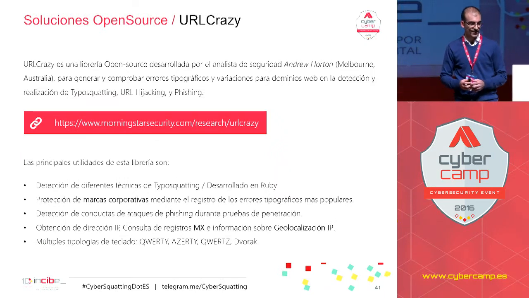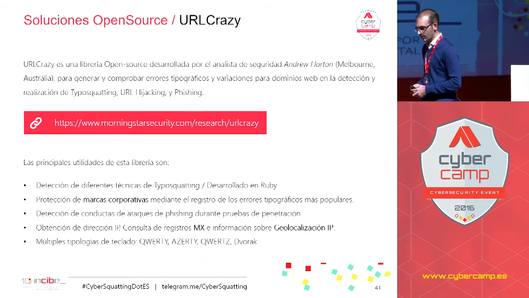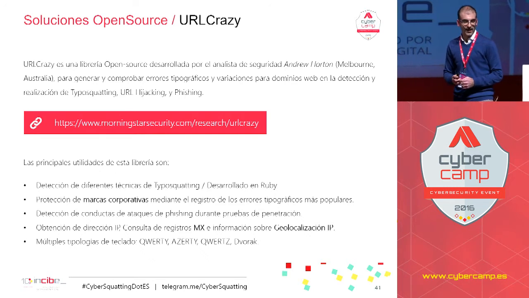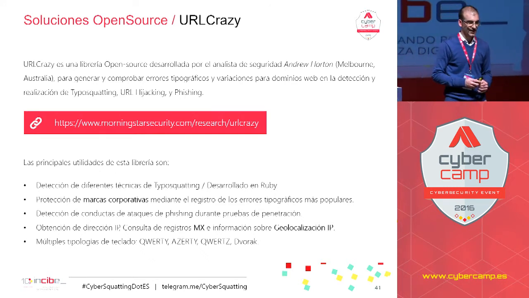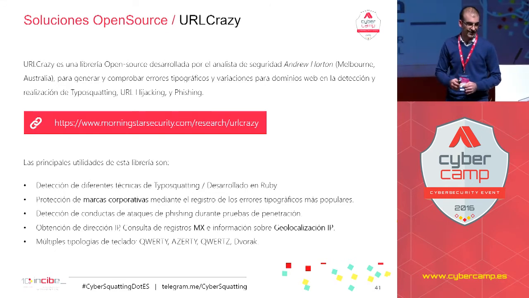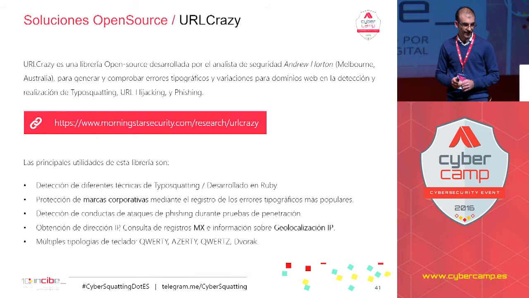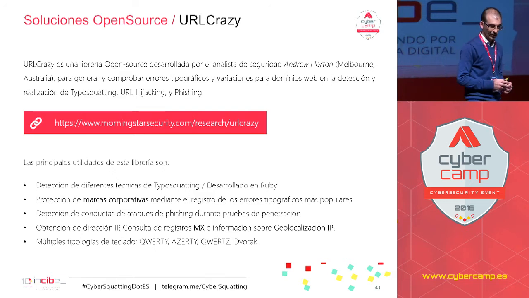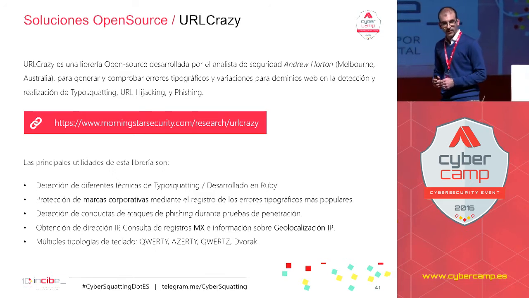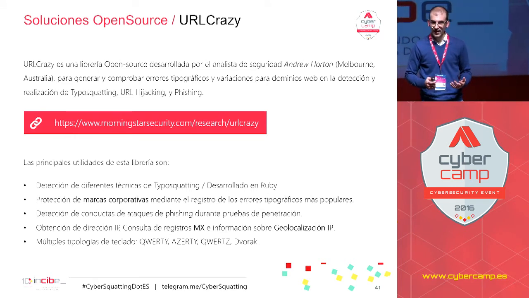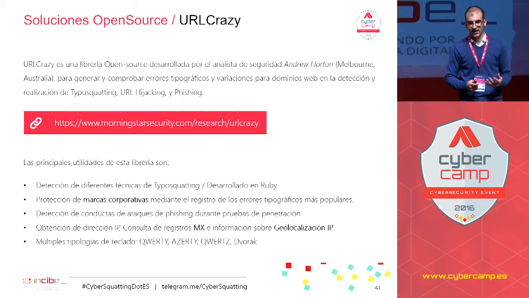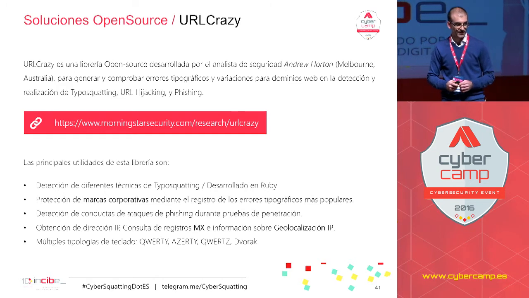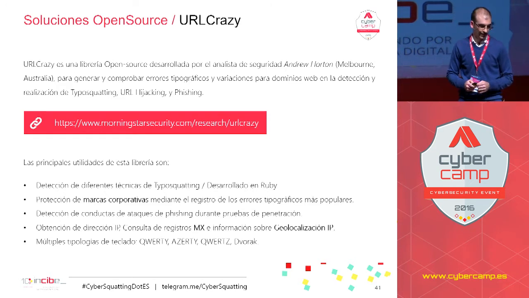Next, we have URL Crazy, quite similar to the previous one, that has been developed by Andrew Horton from Australia, and the same purpose here, detecting typosquatting, URL hijacking, and phishing. That's the website. And the characteristic here is that you can have a study on the most common errors on a given domain for a given brand to understand how the variation can impact the brand itself. So there is quite a good protection of the corporate brand.